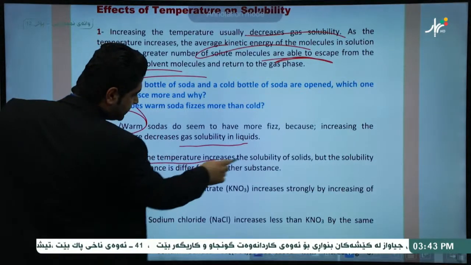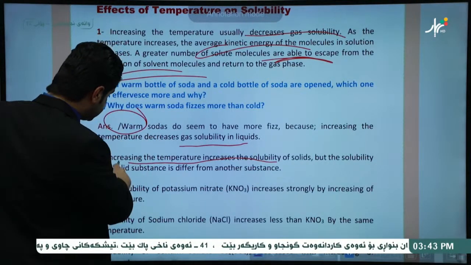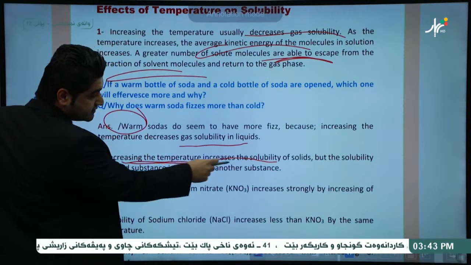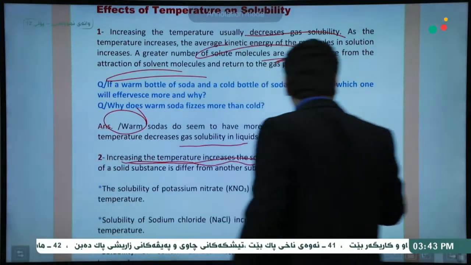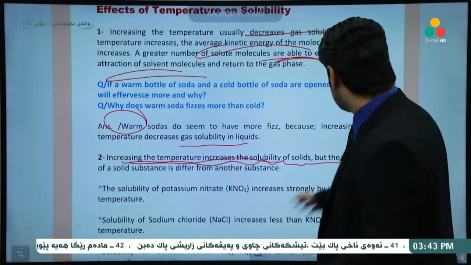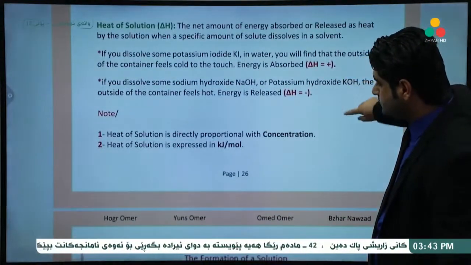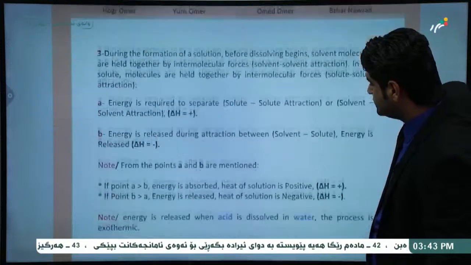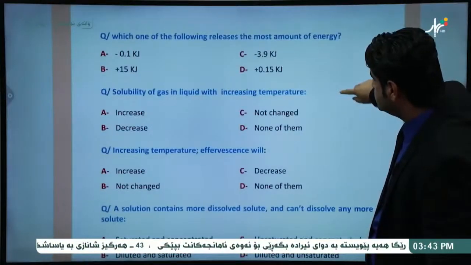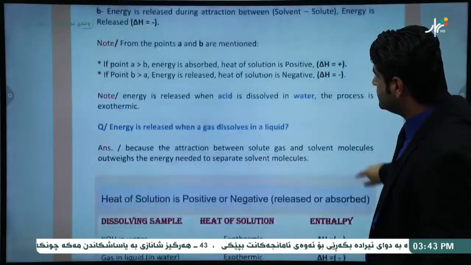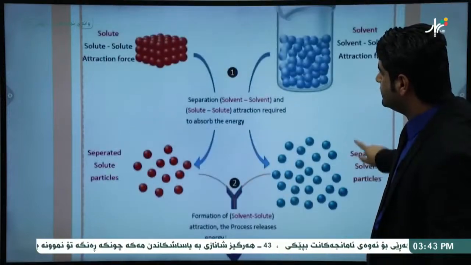Increasing temperature increases the solubility of solids. But this is very well. I don't like to talk about that because we don't have much more time. Okay, it's very good.